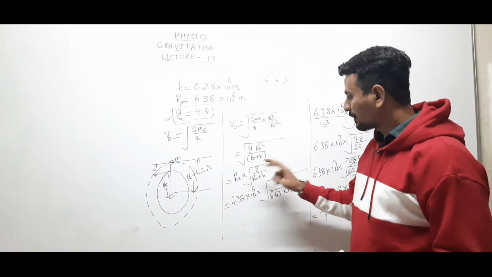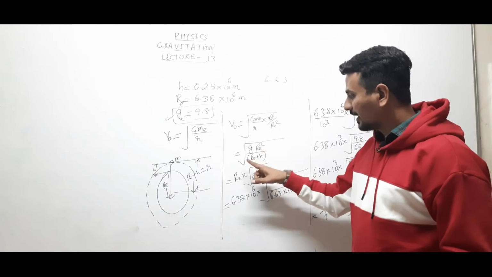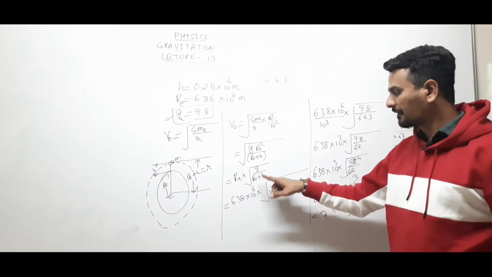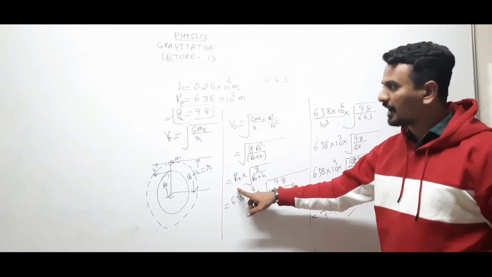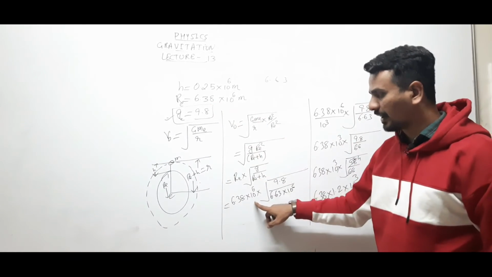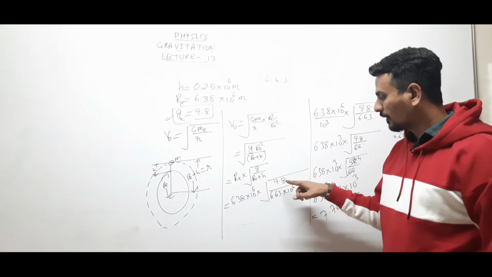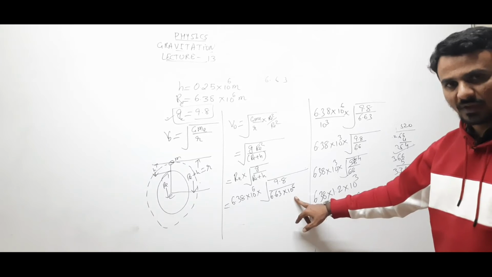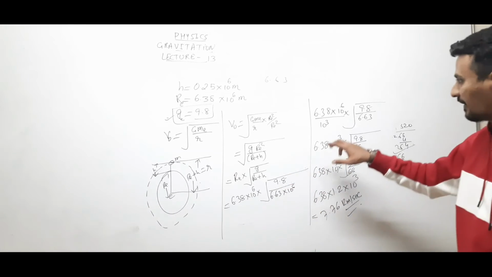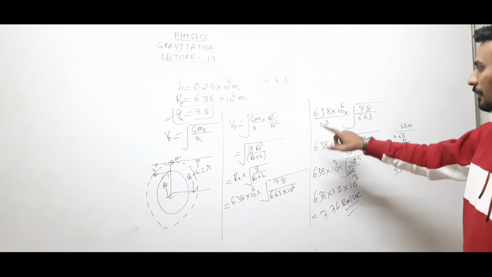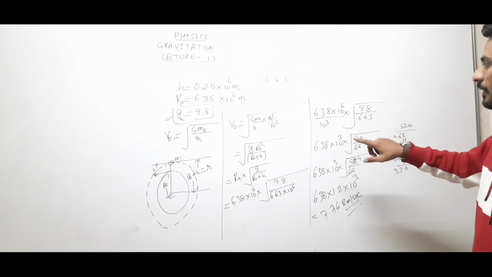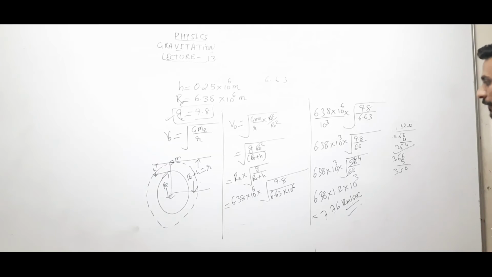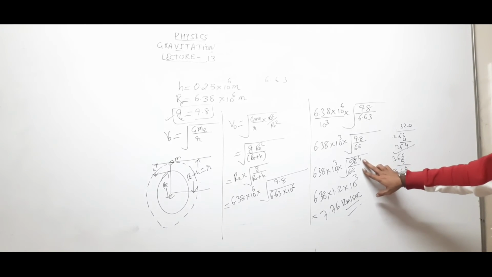So g RE square upon RE plus h whole square, and then root. So it will be RE into root of g by RE plus h. Instead of RE, the value is given 6.38 into 10 raised to 6 into root of 9.8 upon this. Again 10 raised to 6 and it is in root, so it can be written as 10 raised to 3. So finally it will be 6.38 into 10 raised to 6 upon 10 raised to 3 into root of 9.8 upon 6.63. So I have written this as 98 by 66.